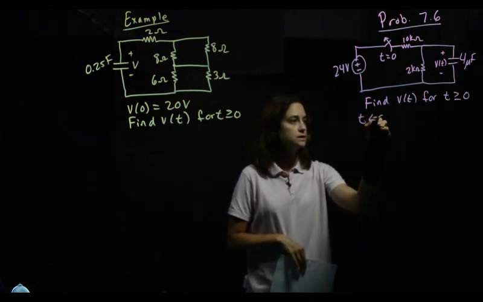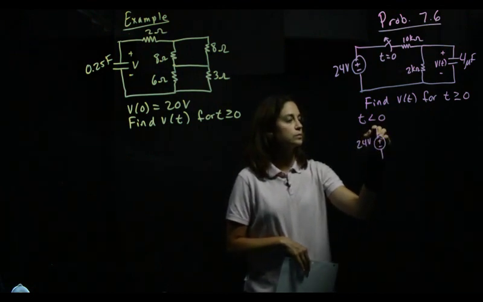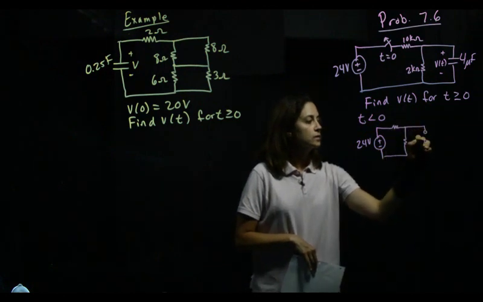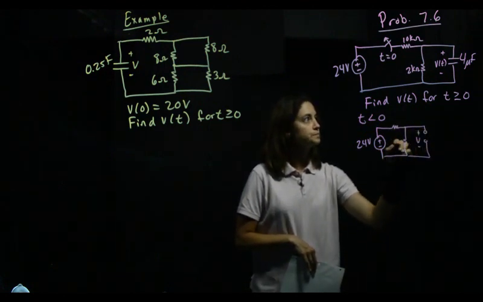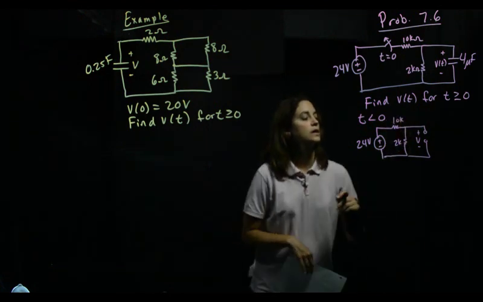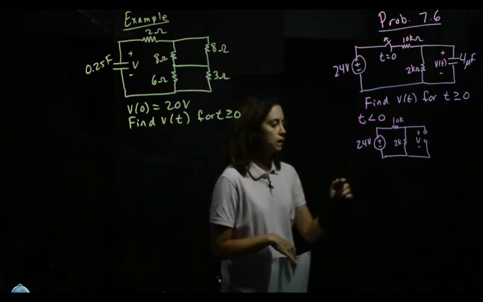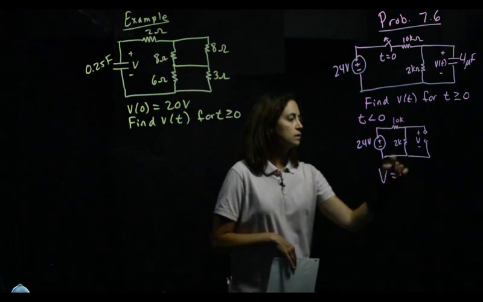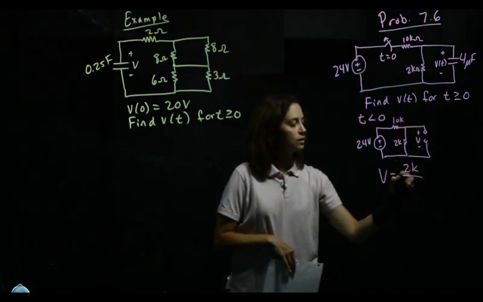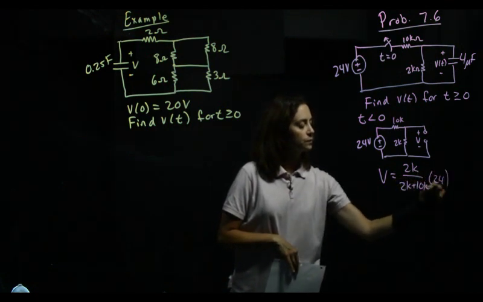So when t is less than 0, I have 24 volts, the switch is closed, and I have an open here, right? 2K, 10K. So I can find that voltage in many different ways. I'm going to use voltage division because it's really quick and easy. So V, the voltage across here, is 2K over 2K plus 10K times 24.